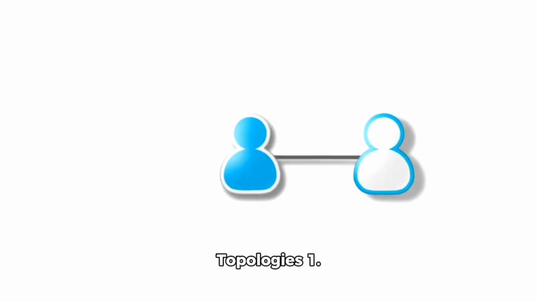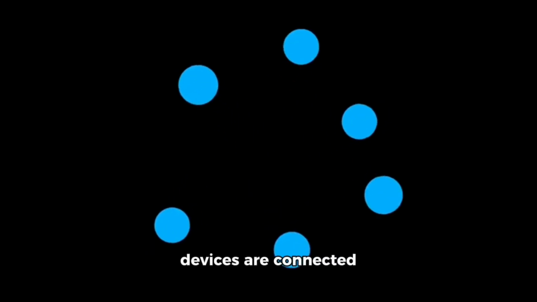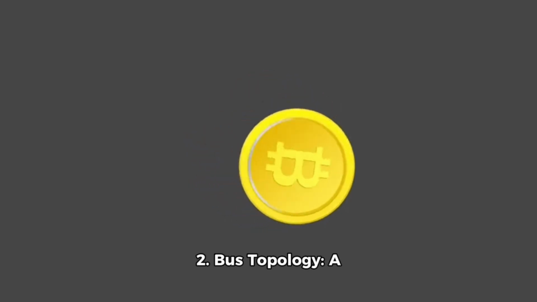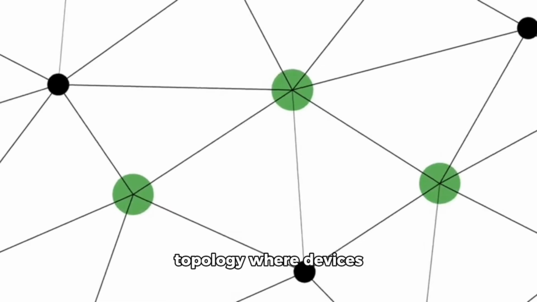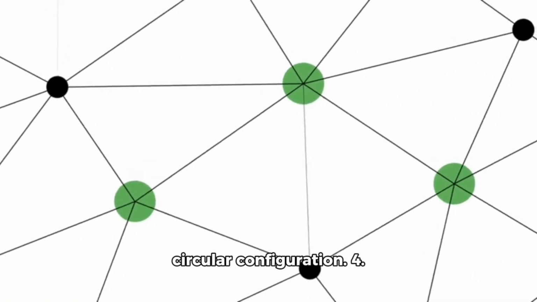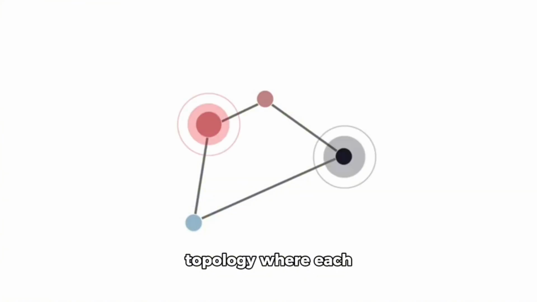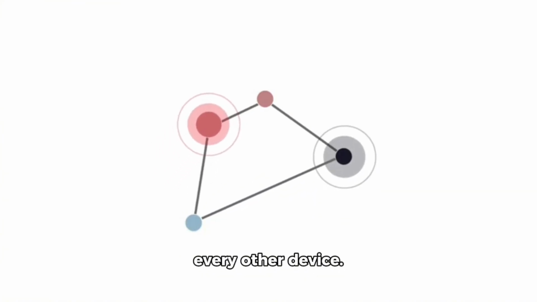Network topologies. 1. Star topology, a topology where all devices are connected to a central node. 2. Bus topology, a topology where all devices are connected to a single backbone cable. 3. Ring topology, a topology where devices are connected in a circular configuration. 4. Mesh topology, a topology where each device is connected to every other device.